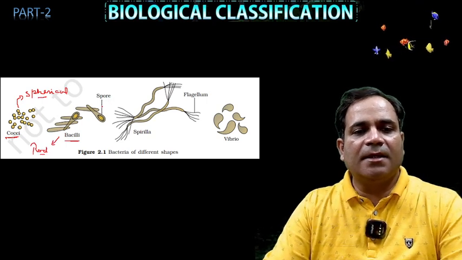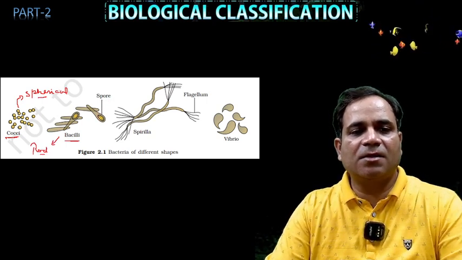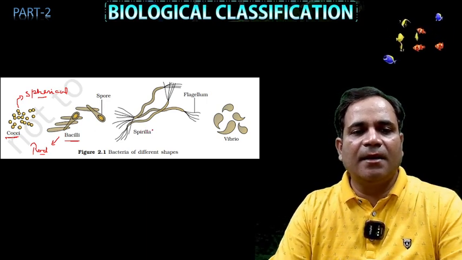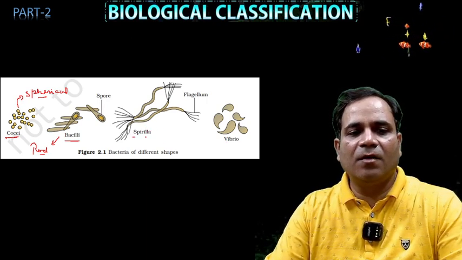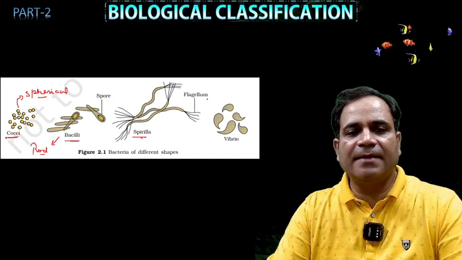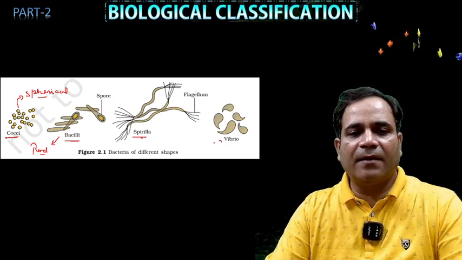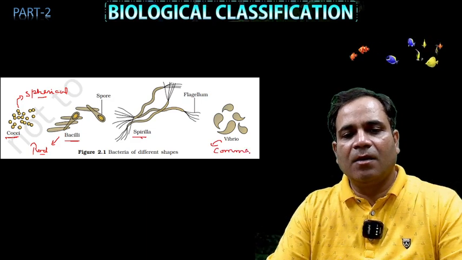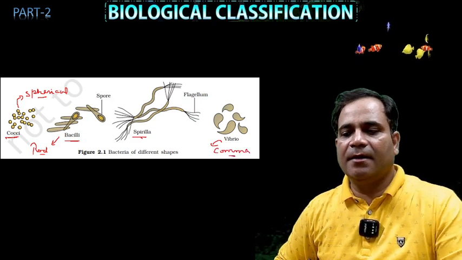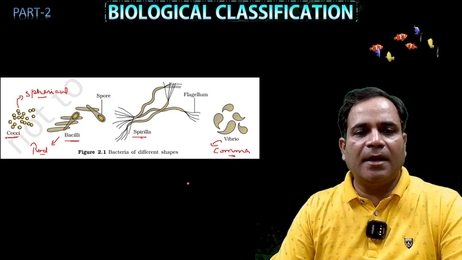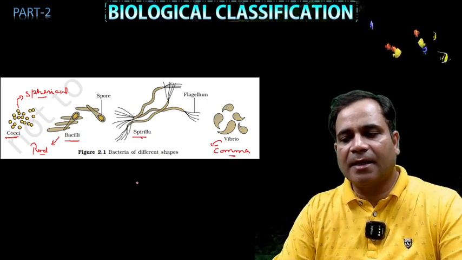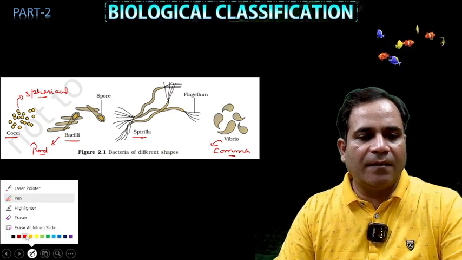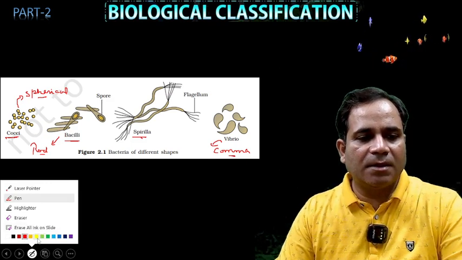Then they are also found as spirilla. This one is the spirillum, having flagellum, and vibrio is comma-shaped bacteria. Now I'm going to make the diagram of the structure of bacteria so that it will give more clarity about this.